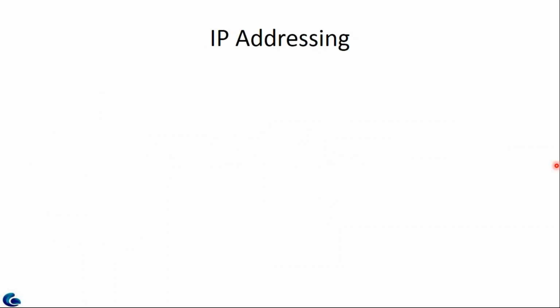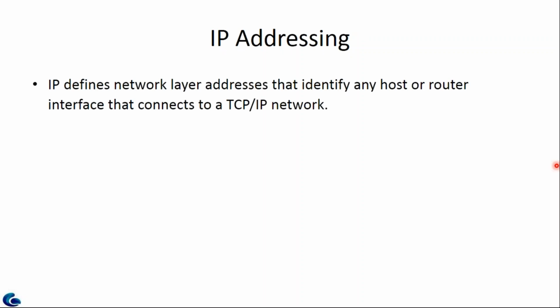So let's look into the IP address, which is the most critical part of the IP header. So let's spend some time on the IPv4 address to begin with. At the end of this particular session, I'll just touch upon IPv6 as well. So IP defines a network layer address that identifies any host. So it's an identification of a host or a router interface, right? You saw the default gateway in the previous slides. It also identifies that.